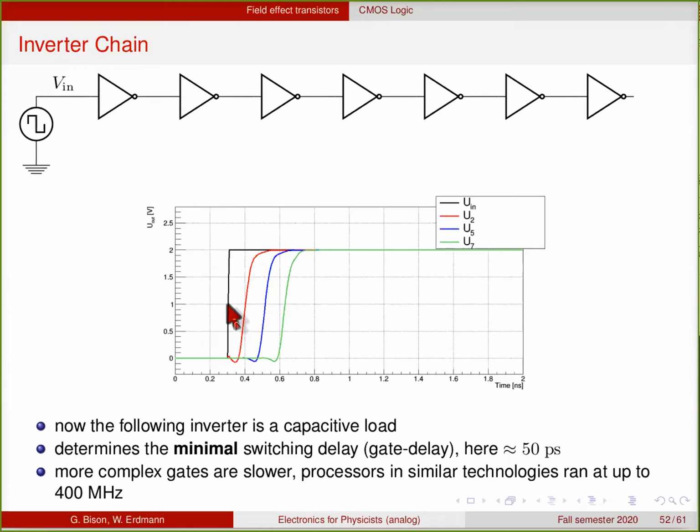In this case, you can read off from this diagram. This shows the input to the first one, and the outputs of the following ones are delayed by roughly 100 picoseconds per two inverters. So for one inverter, you have a minimum gate delay, a so-called gate delay, of 50 picoseconds. Obviously, when you have more complex gates like NORs and NANDs and so on, these are slower than just inverters. And so processors in such technologies a couple of years ago ran up to 400 megahertz.